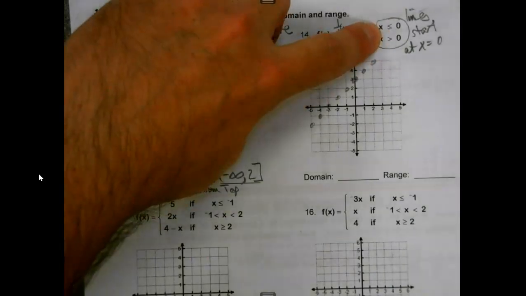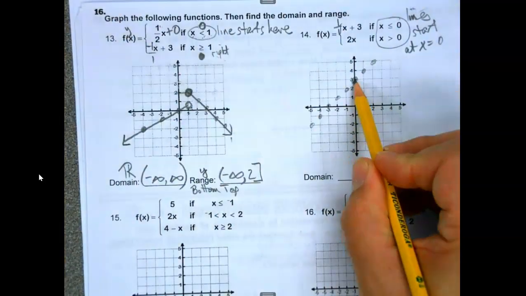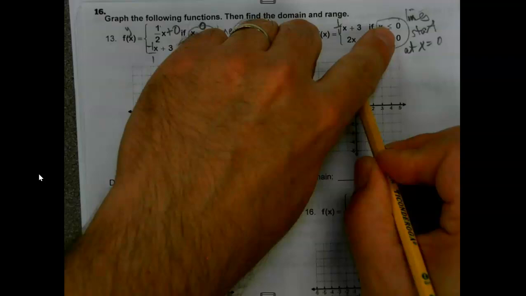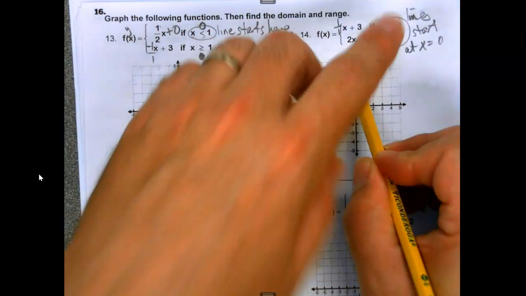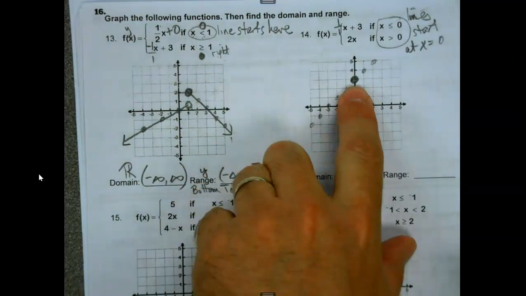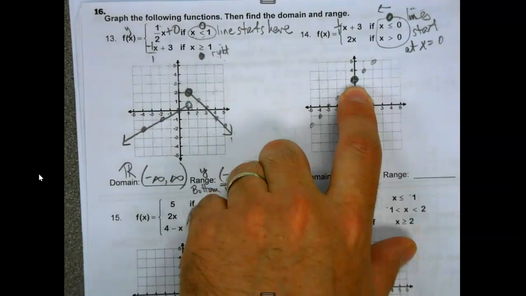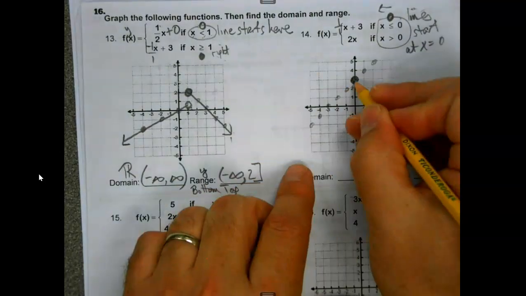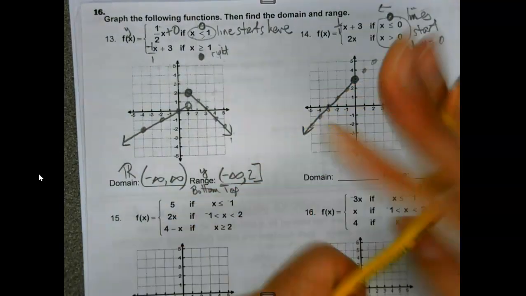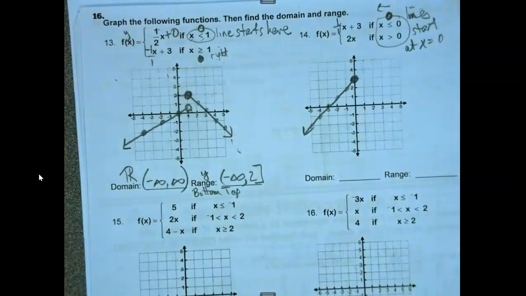We start at x equals 0. Okay, so there is my point when x equals 0. It's less than, to the left, less than or equal to. So that stays as a filled in dot. And we want all the points to the left. So connect those. We're done there.